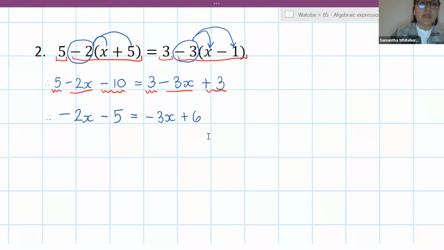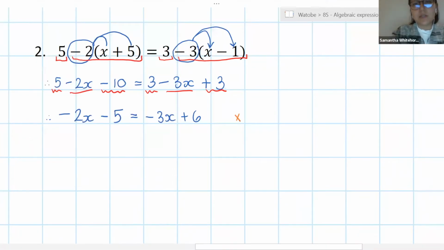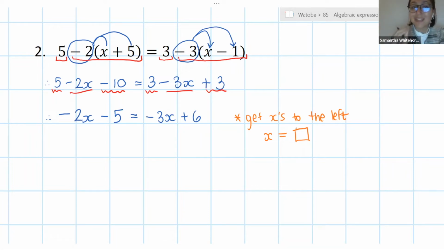Now, when I've got x's on both sides of my equation, what I want to do, as was said, is get the x's to the left. I'm saying to the left because generally we write our answer as x equals some value. So the x is generally on the left in our answer anyway. If you put the x's on the right, it's fine. As long as you get x alone, your answer will be perfect. So I want to get my x's to the left.